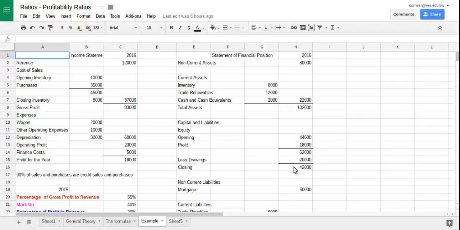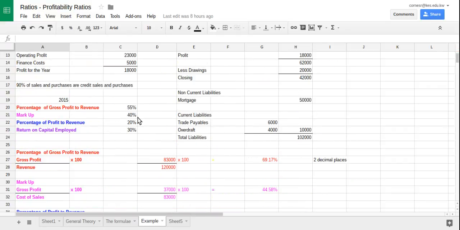I've done this here for a sole trader, although this part of the layout over here for the income statements is a limited company. Okay, obviously we can be expected to do it for any type of company, partnership or sole trader or limited company, but we're going to use the 42,000 for the capital and the 50,000 of the mortgage when we're looking at total capital. So the total capital is going to be 92,000. And then there's a load here of ratios that we're going to compare to the previous year for the same business.